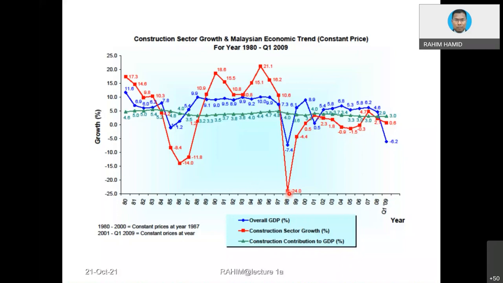And then let's take a look at 2009. It looks like the economy is down, but the construction industry is not down as much as we would expect. The economy is down by -6.2, but the construction is only 0.6. It was supposed to be down much bigger than that. What happened actually? This is what we call lesson learned.